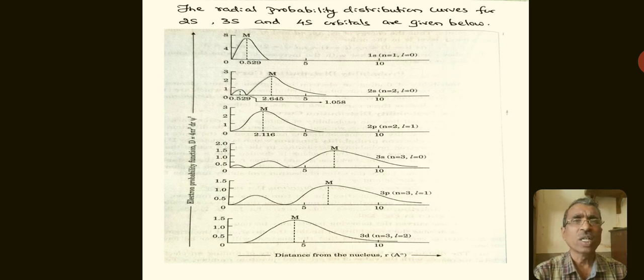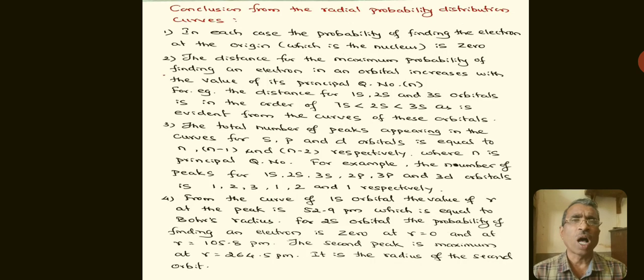Similarly, how many nodes are there for 6p? If they ask, p starts from 2, 2 is having 0, 3 is having 1, 4 is having 2, 5 is having 3, 6 is having 4. So we come across 4 nodes in 6p orbital. This is how the number of nodes are calculated.